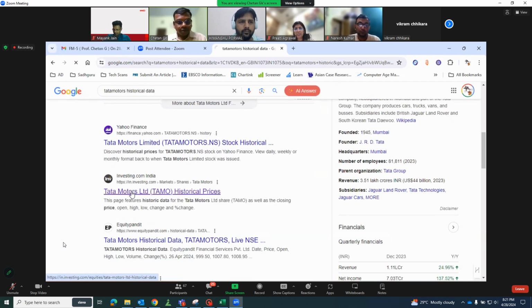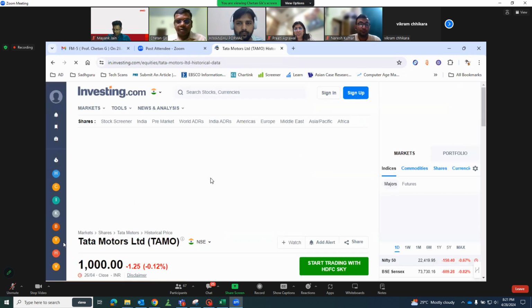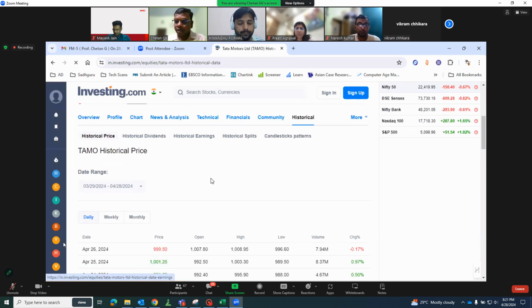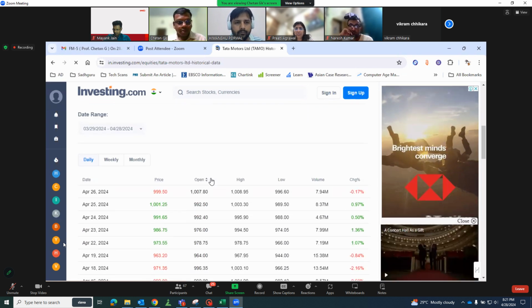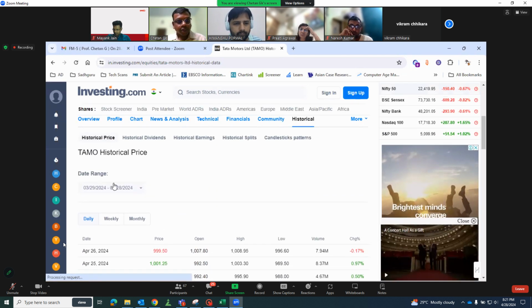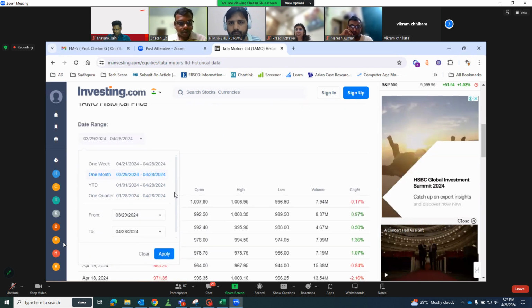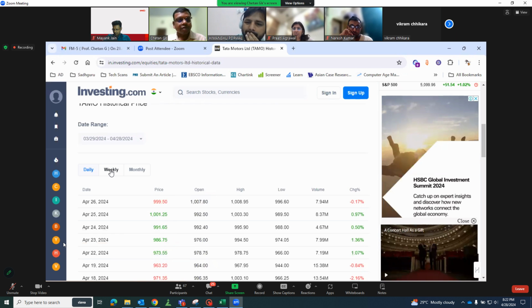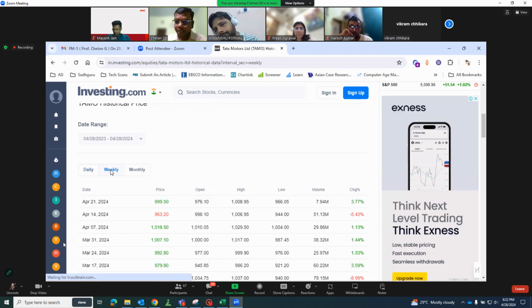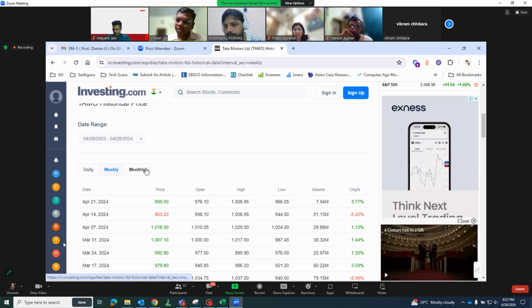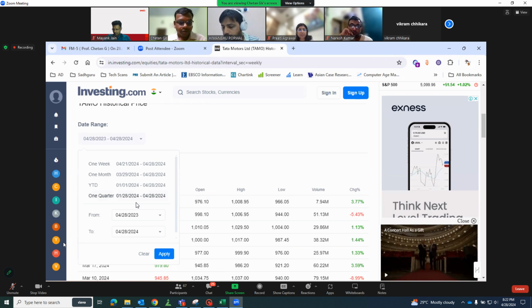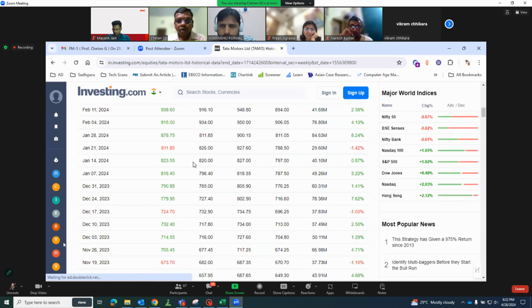I'll go to investing.com, Tata Motors historical data. You can just see what I'm doing right now. Later on, you can do the same. I would like to compute the historical return. I'll go for weekly data. You can go for daily or monthly, whatever it is. I'm going for weekly data. Concentrate on what I'm doing now. I'll take from 2019 onwards, and I click apply. So I got my data here.